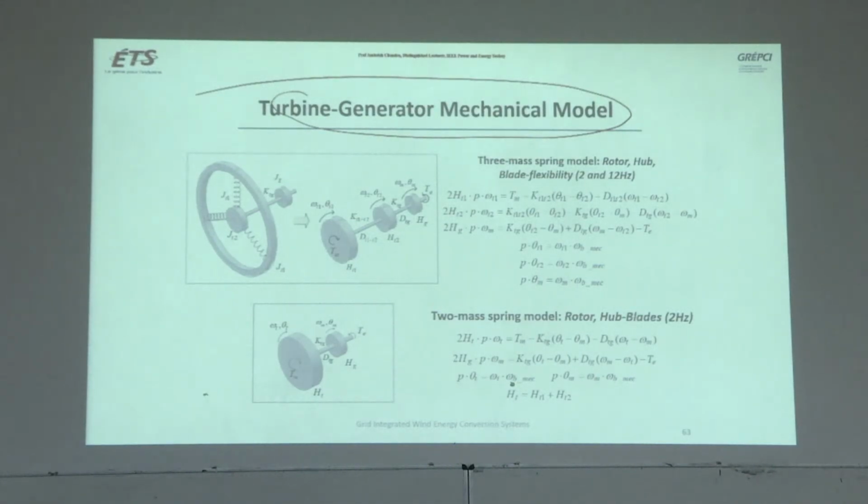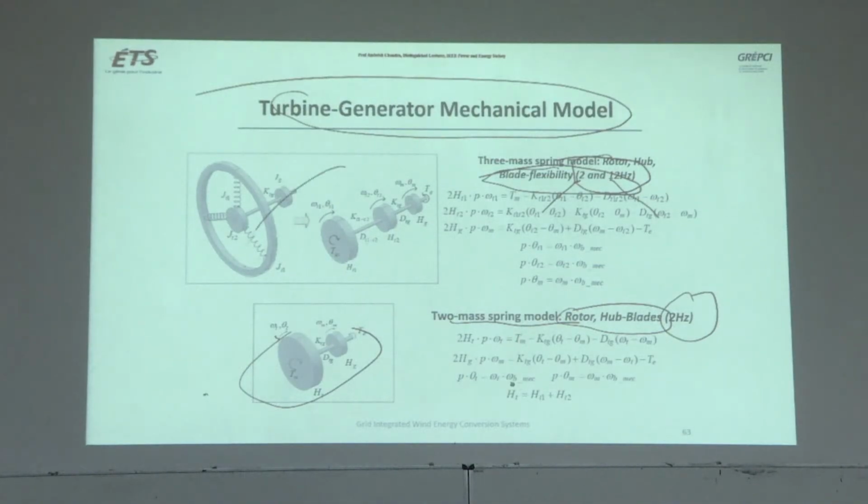Generally, researchers take a two mass spring model of the rotor and hub blades put together, which has a 2 Hz frequency. But he included the blade flexibility also. This was not done by other researchers, but the blades are moving and flexible, and there is dynamics related with those. Because of that, he found 2 Hz and 12 Hz frequencies with a 3 mass system. This is what actually the problem is.